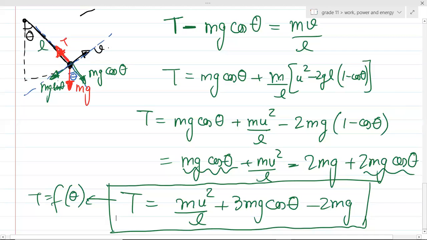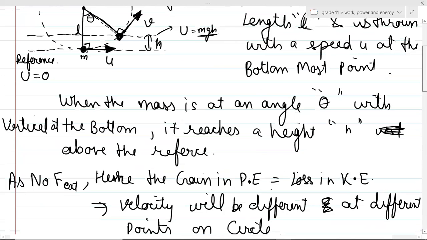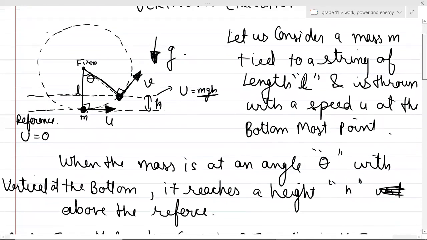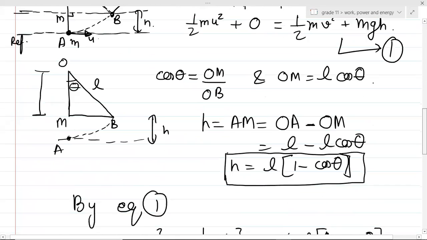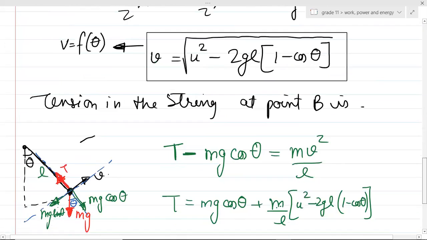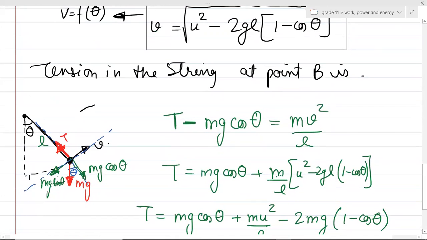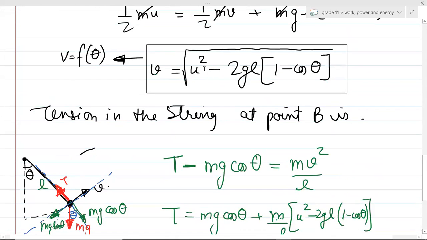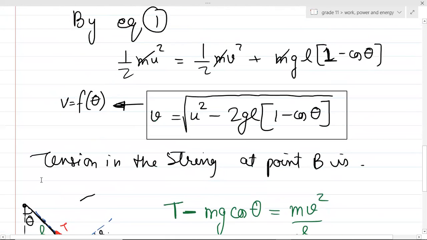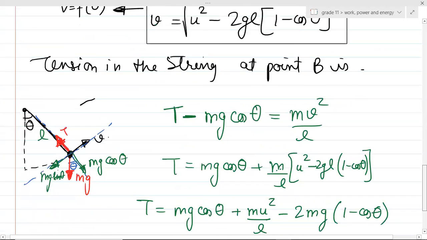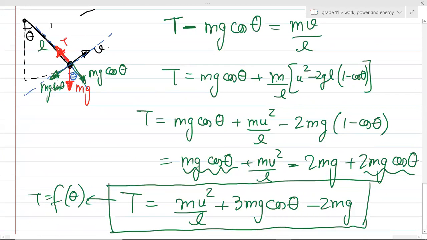Still, just for the recording purposes, we are discussing vertical circular motion, and we derived two formulas. One is the velocity at any general angle theta with the vertical bottom. How did we get the formula for velocity? By applying the work energy theorem from the initial point to the final point. And we derived one more formula, for finding the tension in the string at any general angle theta. So we discussed two formulas.